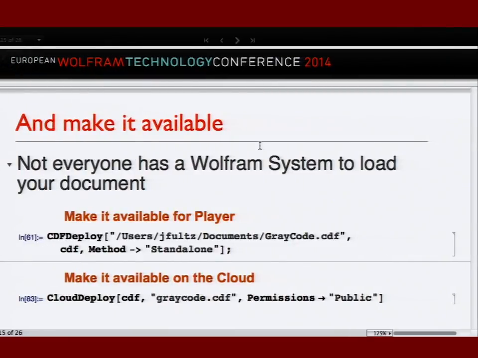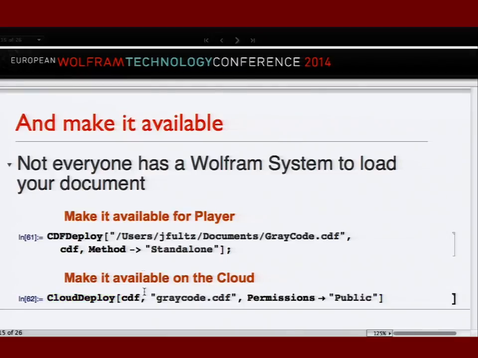And so that's one option. Another option is new to version 10. Now we can make it available on the cloud. And so we have a CDFDeploy, we have a CloudDeploy. And so what I'm doing here is I'm just using the second argument of CloudDeploy so that it repeatedly deploys to the same cloud object over and over again. If you don't specify the argument, then you'll create new ones every time, and you'll have a bunch of historical garbage in your cloud space that you won't be able to figure out what is what.